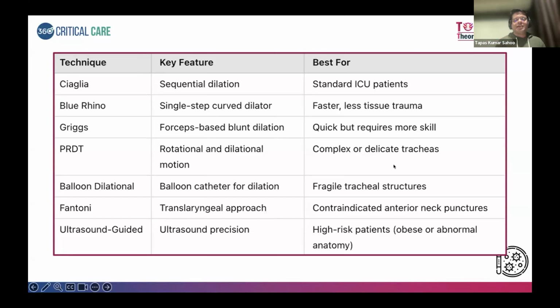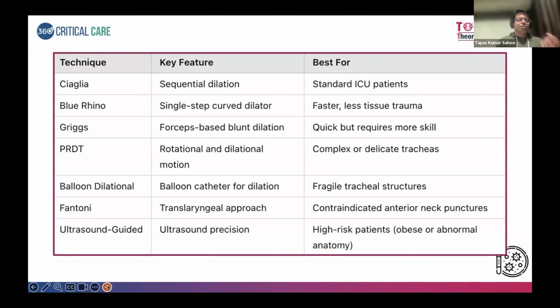Now this is for complex and or delicate trachea. You have to do it rotating and dilating rather than a single step curved dilator. Balloon dilatation, where you are using a balloon catheter for dilatation, for fragile tracheal structures. Fantoni method, which is by translaryngeal approach. Contraindicated in anterior neck puncture, where you are not supposed to go for anterior neck punctures. And finally, ultrasound guided: ultrasound precision for high risk patients like obese or abnormal anatomy, where you are not sure about the vasculature and shouldn't go blindly. You can also combine ultrasound with your bronchoscopy for every procedure.